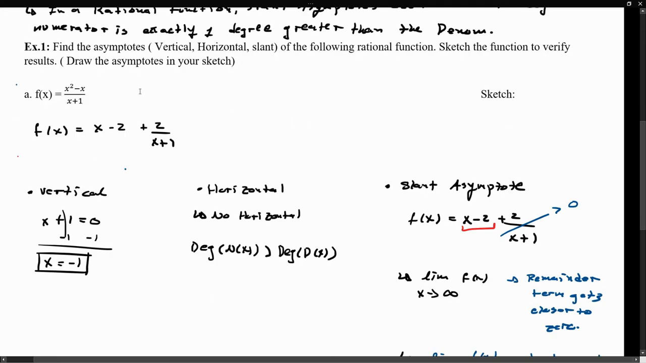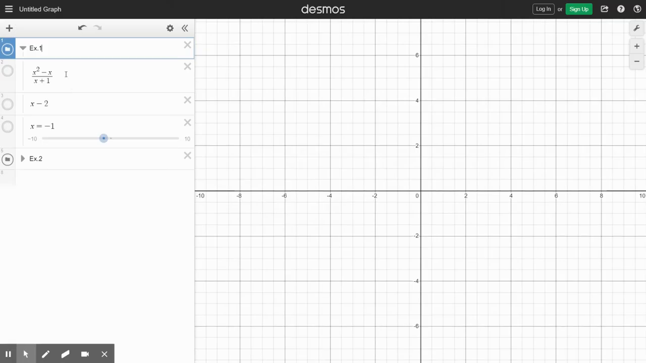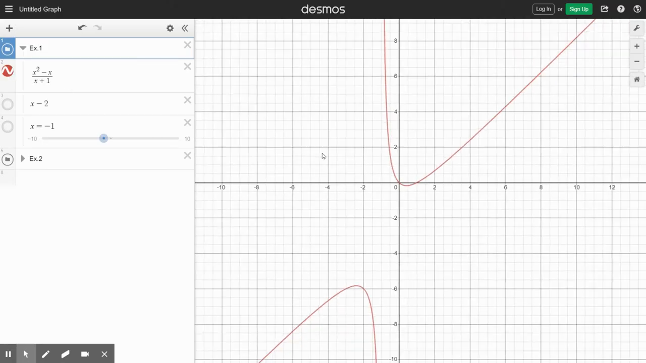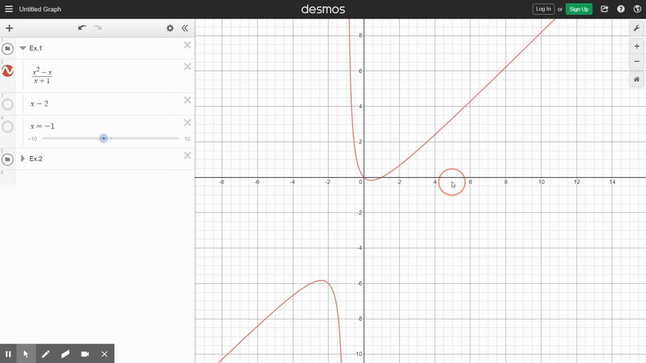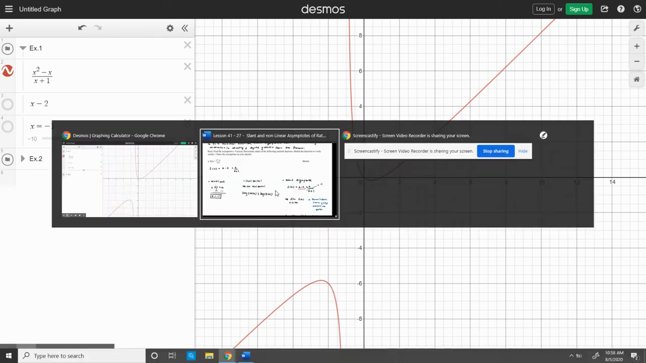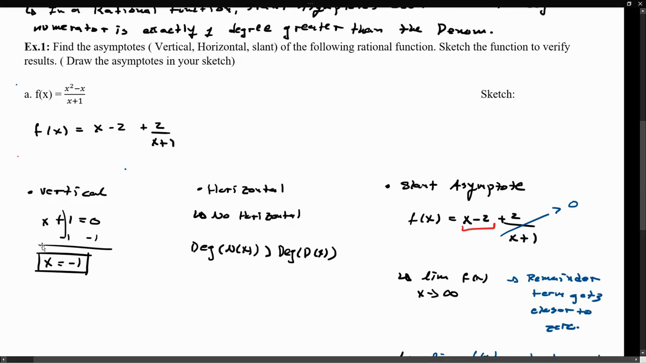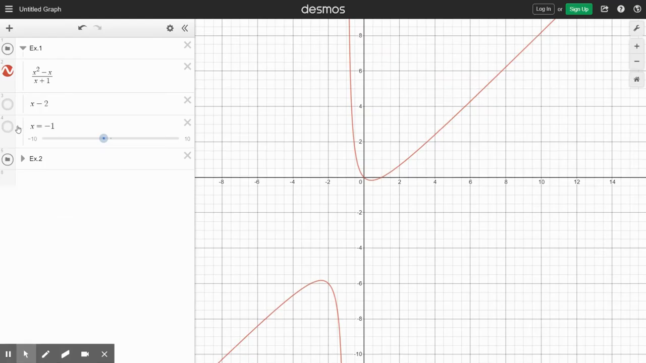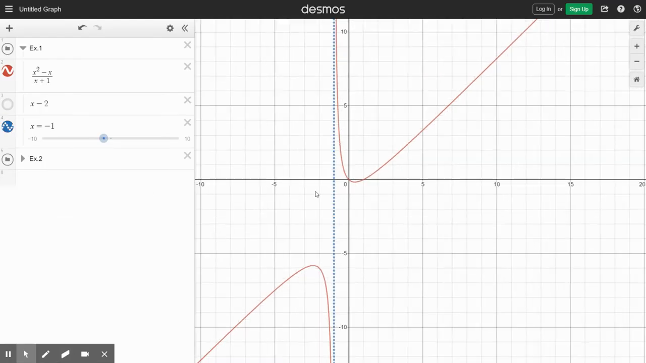So let's go to our decimal activity, and now let's graph the function x squared minus x over x plus 1. So here we have the graph of f of x. Now, we're saying that we have a vertical asymptote at x equals -1, so let's just put that in there. Yeah, that seems to be the case. We seem to be having a vertical asymptote at x equals -1.